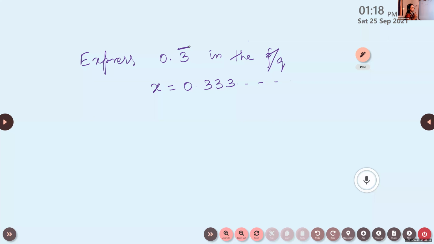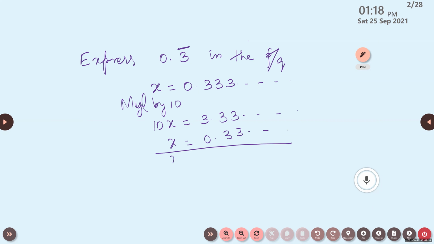How many digits are repeating? Only one digit. So what we do, we multiply by 10 on both sides. When you multiply by 10, it will become 10x is equal to 3.33 and so on. Already we have x is equal to 0.33. So now you subtract it. So you'll get 9x is equal to 3. Therefore, what is x? 3 by 9, which is 1 by 3.